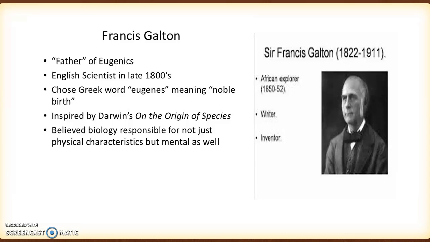So what is eugenics? Eugenics is the science of improving a human population by controlled breeding to increase the chances of development of desirable heritable characteristics. The father of eugenics is Francis Galton. He was an English scientist in the late 1800s.